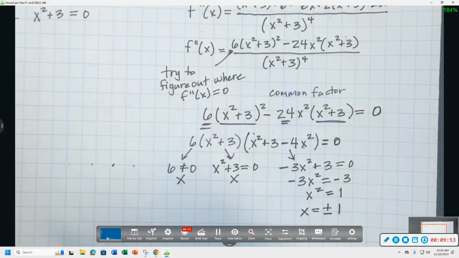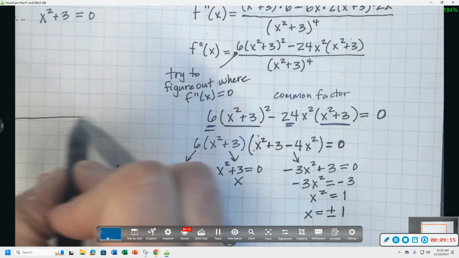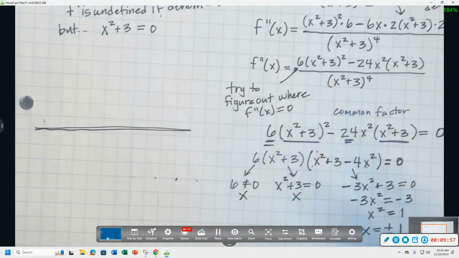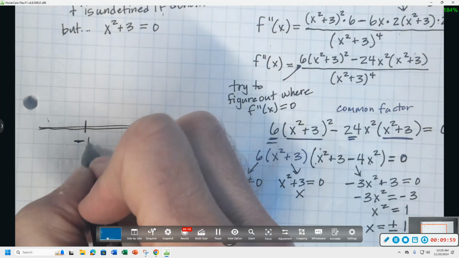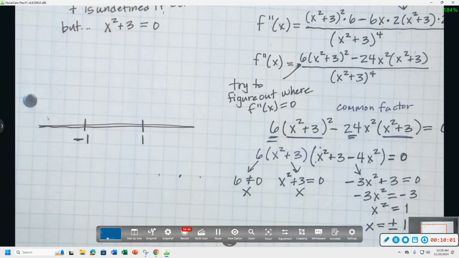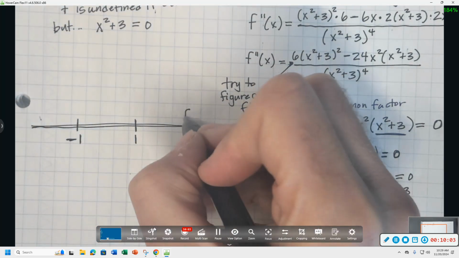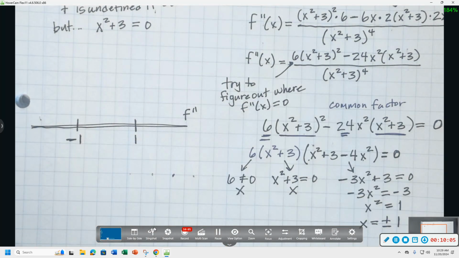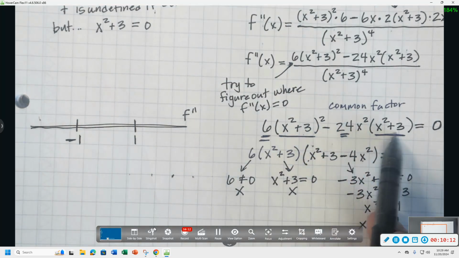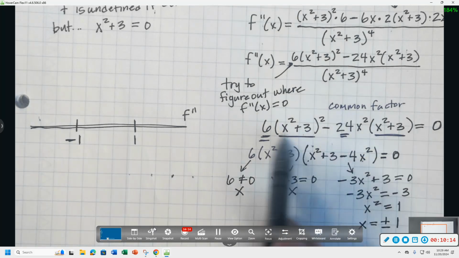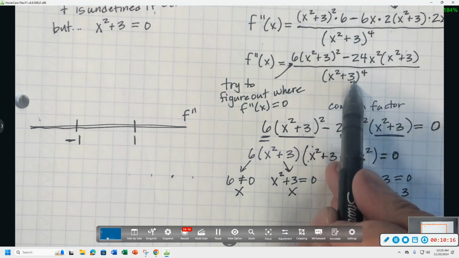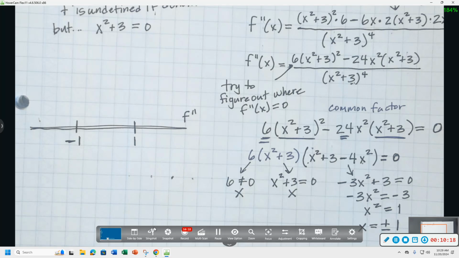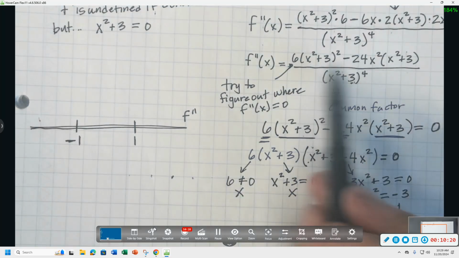Okay? So now, we got this here. I'm going to draw myself a number line. I've got negative 1, positive 1. I'm going to test my second derivative, full on knowing that this is my numerator right here. This is my numerator, and I know my denominator is always positive. My denominator is always positive of my second derivative.